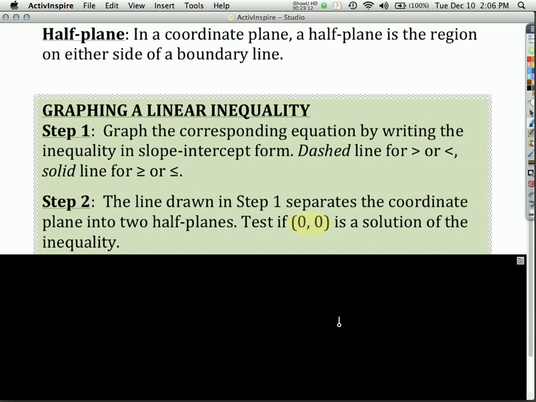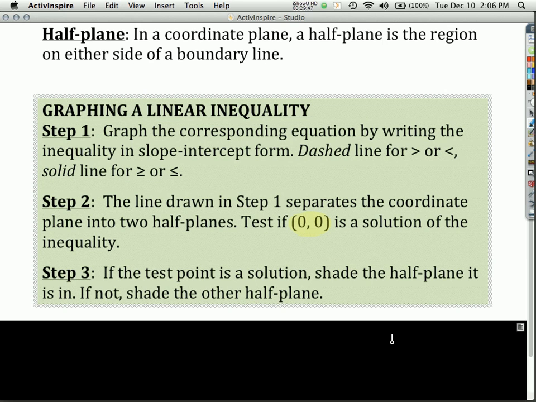Now, we don't have to use 0, 0. We can actually use any ordered pair. But 0, 0 is by far the easiest one to plug in because you can do the mental math super fast. If we wanted to, we could plug in 1, 1, 100, 1000. We can use any point that we want. But 0, 0 is the easiest, and so that's what we will usually do. Step 3 is a result of step 2. If the test point is a solution, as I said, we shade that half. If not, then we shade the opposite half.